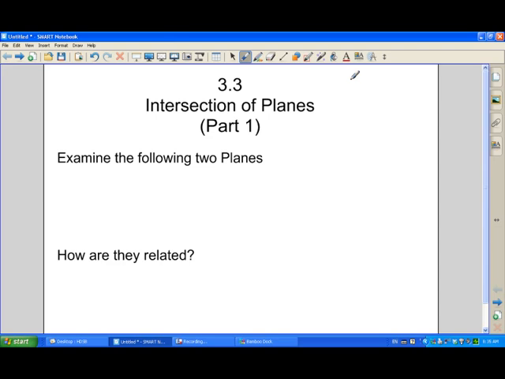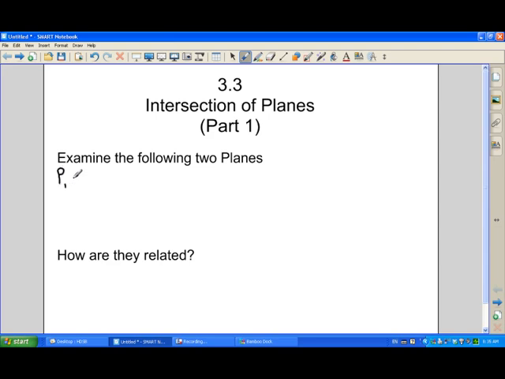So far this unit we've talked about the intersections of a plane with a line, and we've talked about the intersection of two lines, and today we're going to start talking about the intersection of planes with planes. So to start with, we'd like to look at the following two planes.